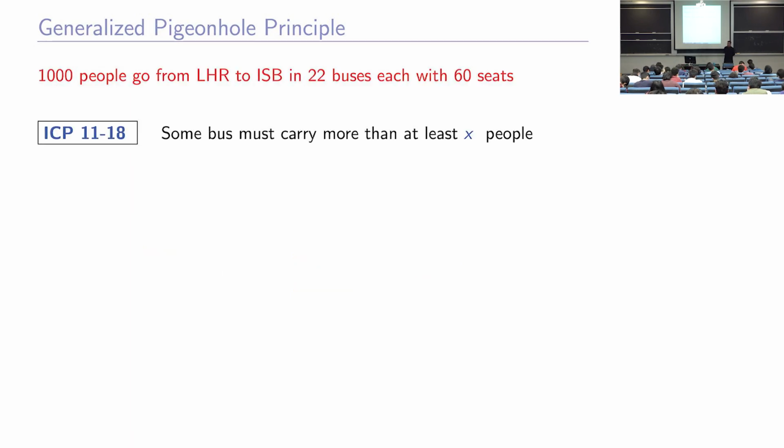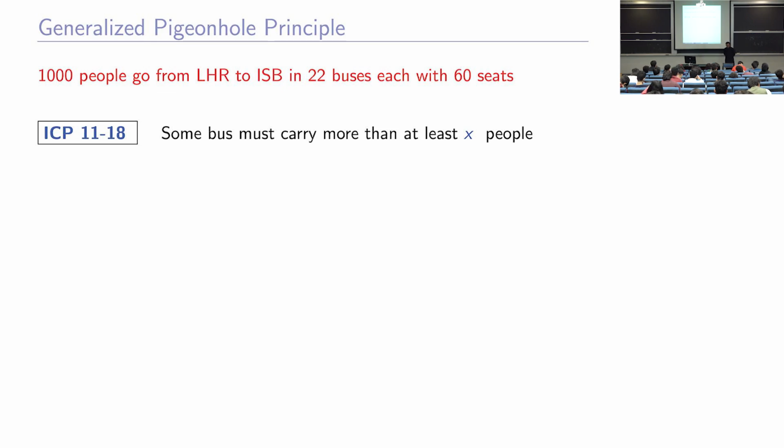Okay, each bus has 60 seats. How many total seats are there? So 22 into 60, right? These are the total number of seats. These are the passenger seats, okay, not the driver. And so there are 22 into 60 seats, and there are 1,000 people, right? I want to say some bus must carry X number of people.